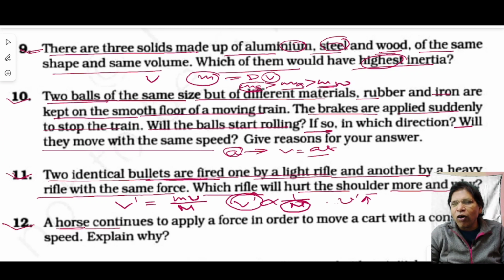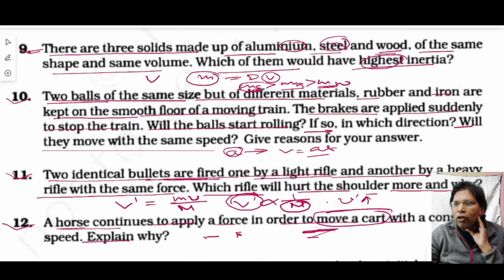Okay. A horse continues to apply a force in order to move the cart with a constant speed. Explain why. During motion of the cart, the force of friction acts on the wheels of the cart. To overcome this friction, a constant force is required to move it in the forward direction. So the force required to overcome the friction is applied by the horse.